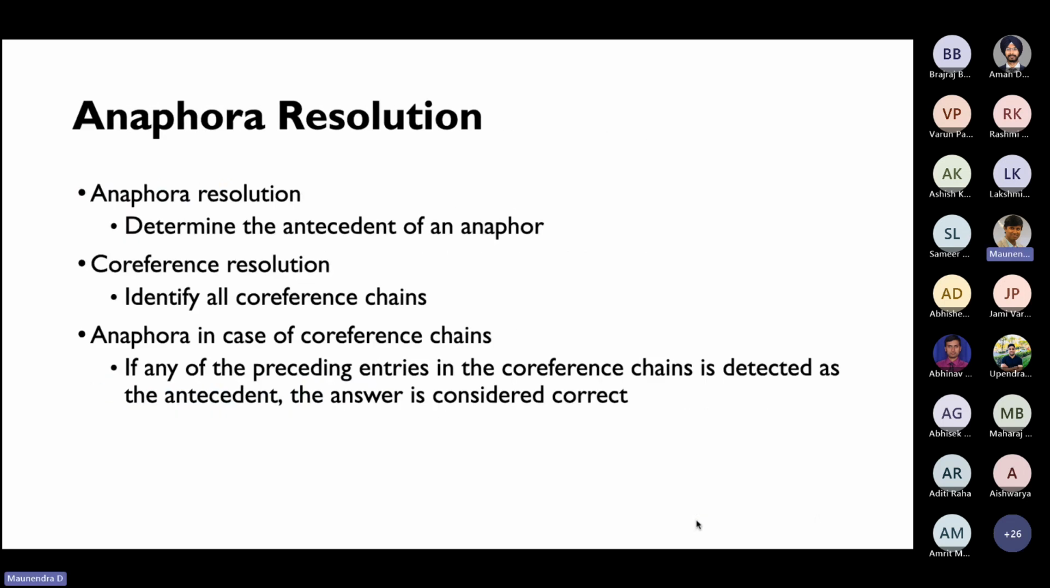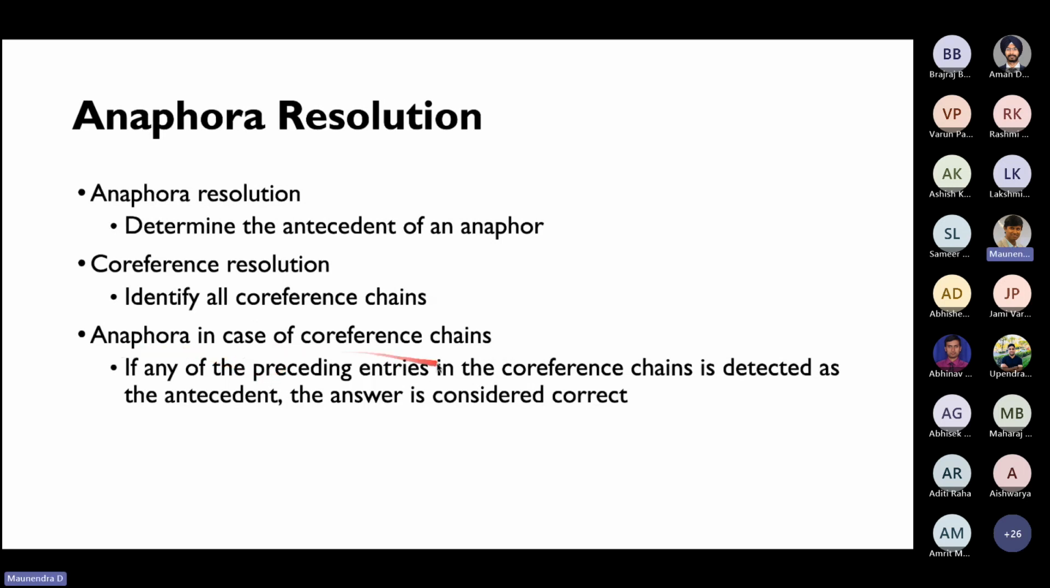So the task of anaphora resolution is, let me summarize what we have talked about so far in this lecture. Anaphora resolution determines the correct antecedent of an anaphor, and co-reference resolution identifies all the co-reference chains, or all the mentions which refer to the same entity.